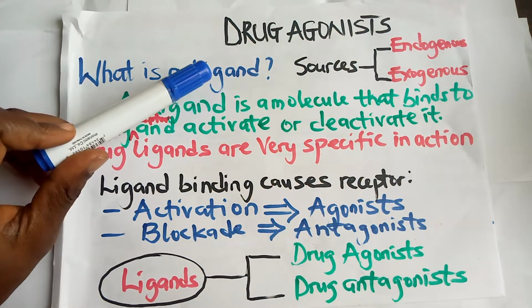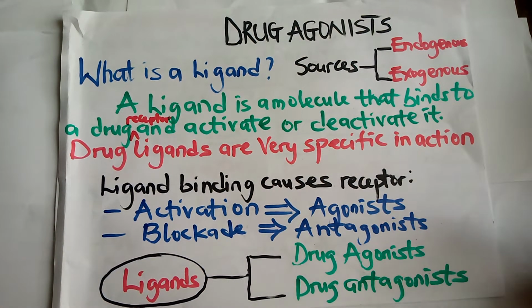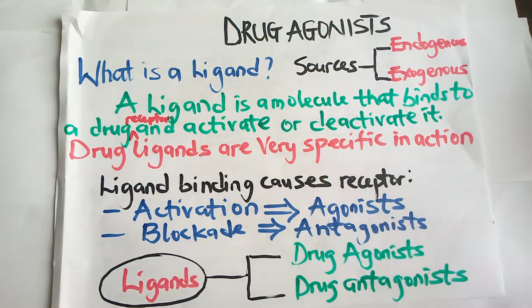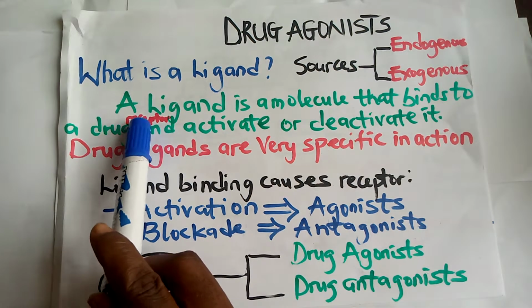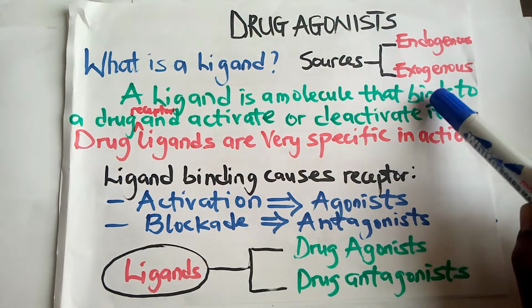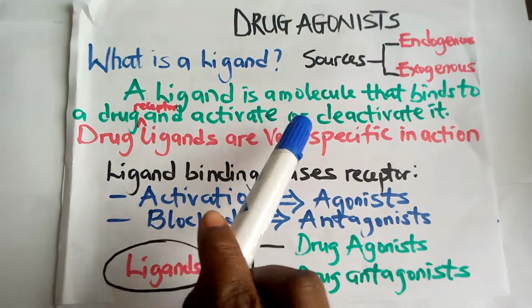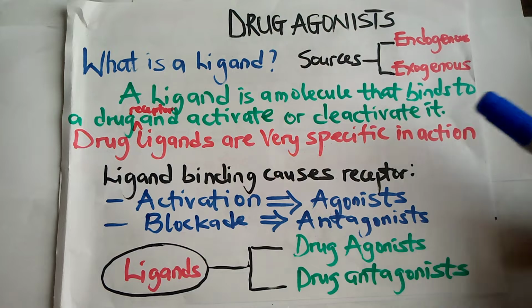First of all, we discuss drug ligand. So, what is a drug ligand? A drug ligand is a molecule that binds to a drug receptor and activates or deactivates it. So a drug ligand is a molecule that binds to a drug receptor and either activates it or deactivates it.